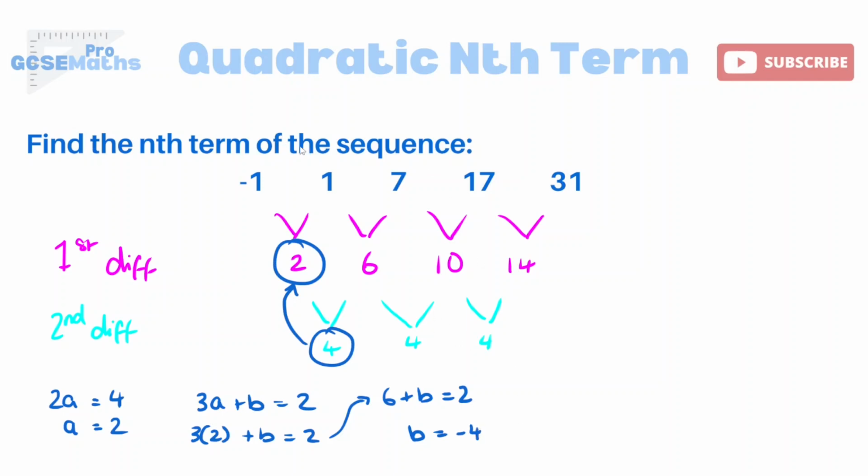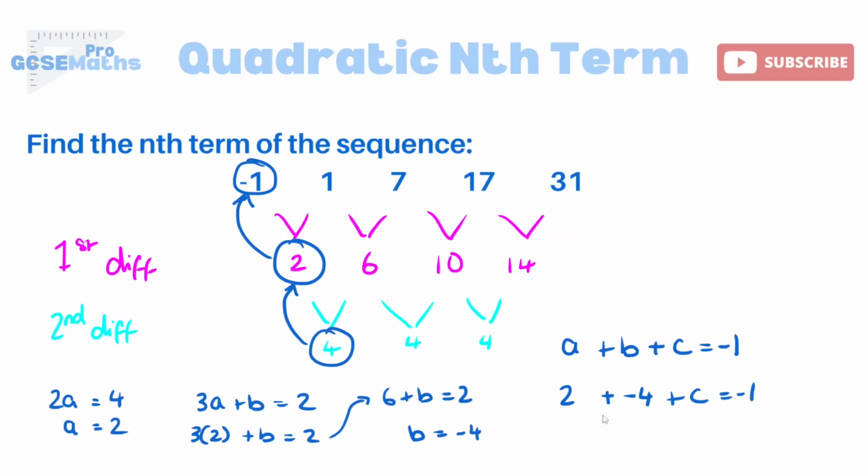Okay, b is minus 4. And then we jump up again to the first term in the sequence, which is minus 1. So we've got a plus b plus c equals minus 1. A is 2, b is minus 4. And now we can find c.